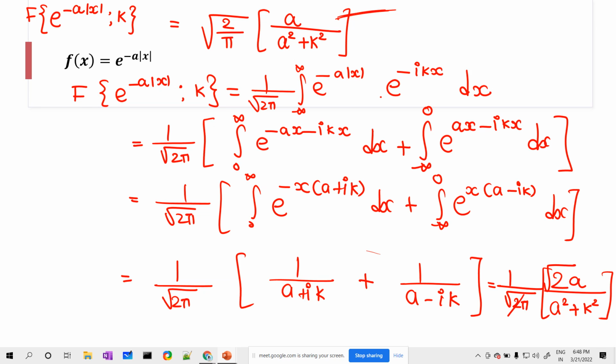So this is nothing but the second standard function जिसका फूरियर आपको पता होना चाहिए, right? So Fourier of e raised to minus a mod x is nothing but root 2 by pi into a upon a square plus k square. Just go through the proof once. If you have any doubt, difficulty, let me know. Otherwise, let me know in the chat box.